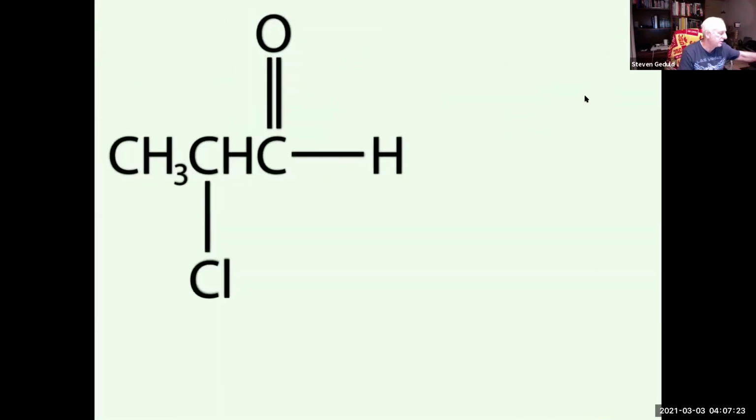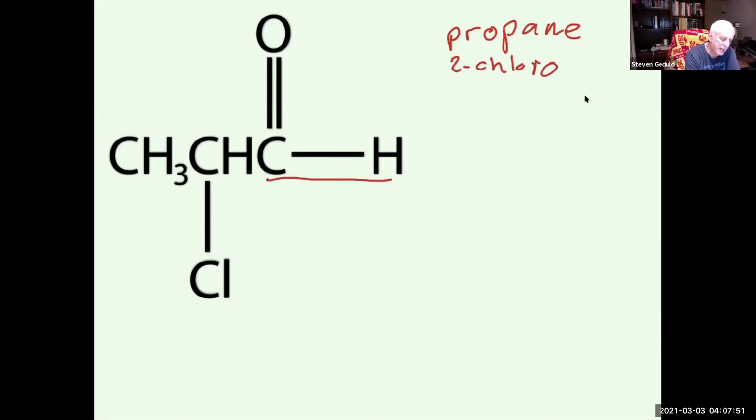Okay, let's name this one. Again, there's 3 carbons, so 3 carbons is propane. And at number 2, there's a chlorine attached. So 2-chloro. And this is an aldehyde, so you drop the E and add Al. Put it together: 2-chloropropanal.